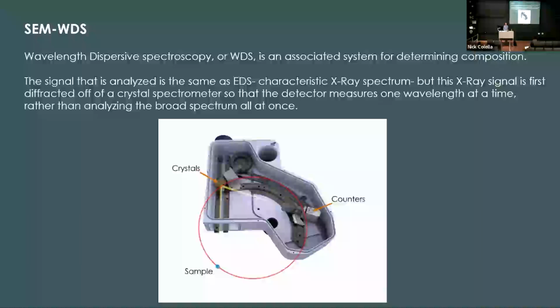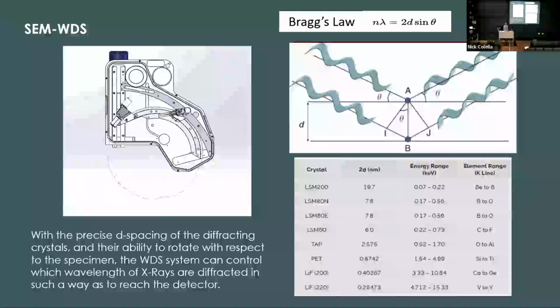So this is an example of the WDS detector. The X-ray signal will go in, interact with one of the diffracting crystals, and it will only reach the counter, the detector, if it is the specific wavelength that is currently optimized for on the crystal. So it's actually a really cool setup, because the WDS spectrometer contains multiple diffracting crystals, each of which is useful for a specific portion of the X-ray spectrum. So it's able to diffract a certain wavelength range.